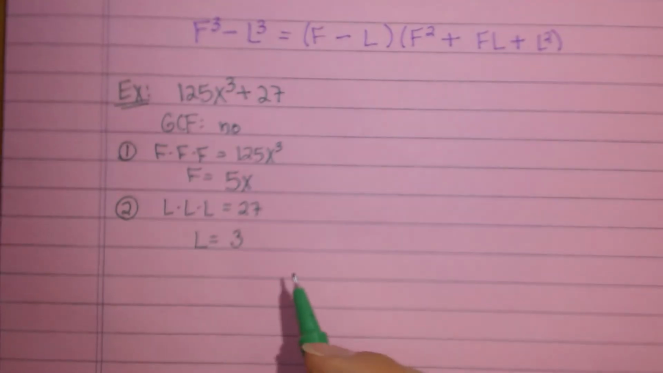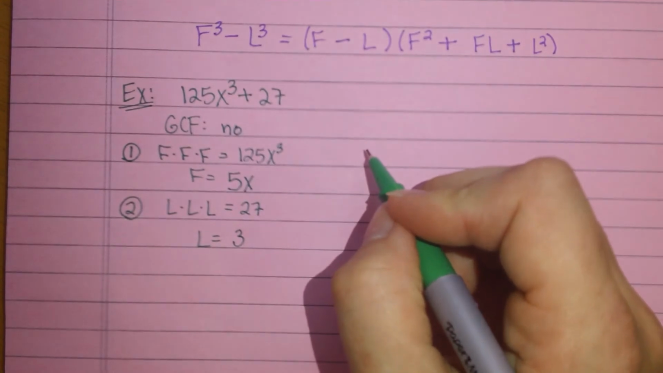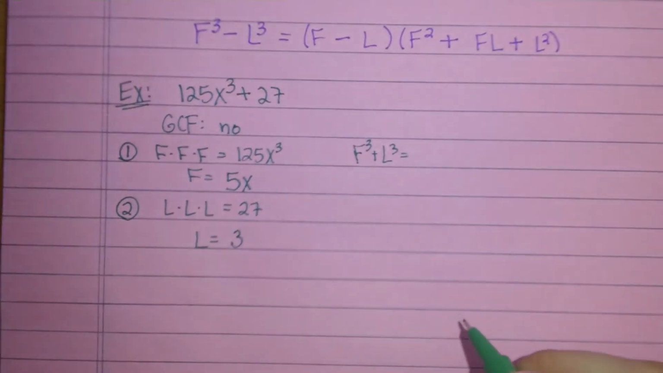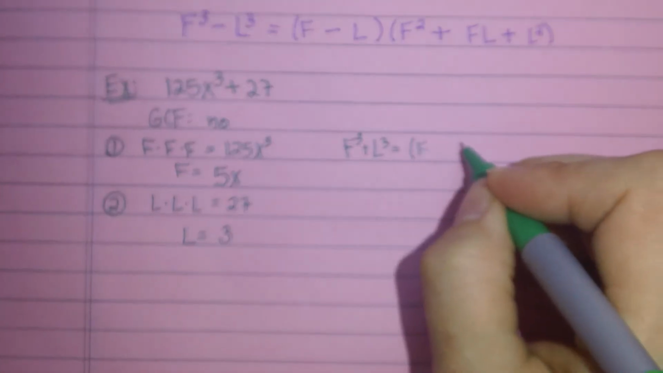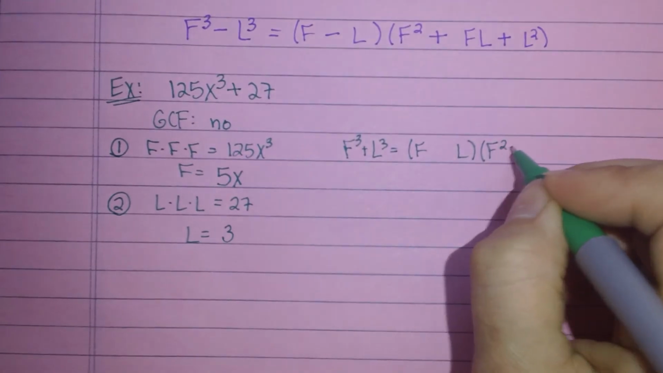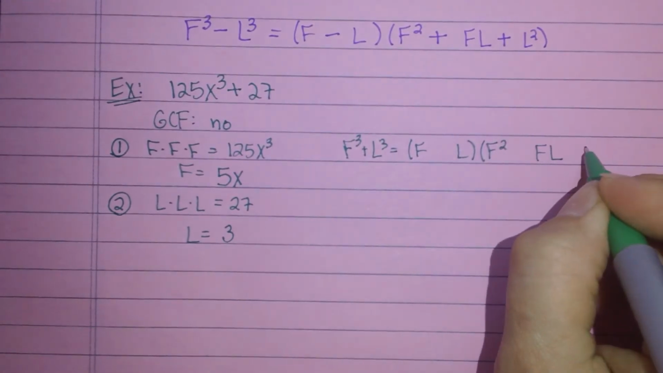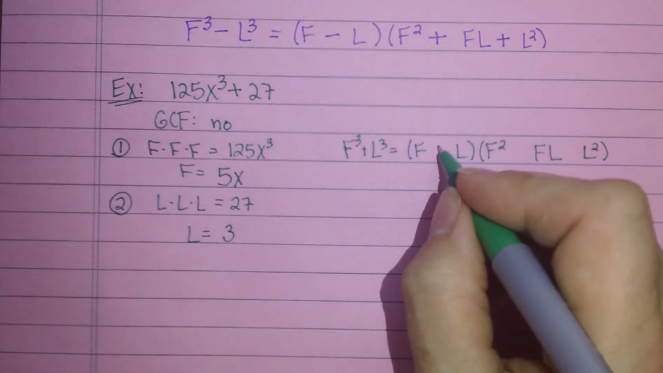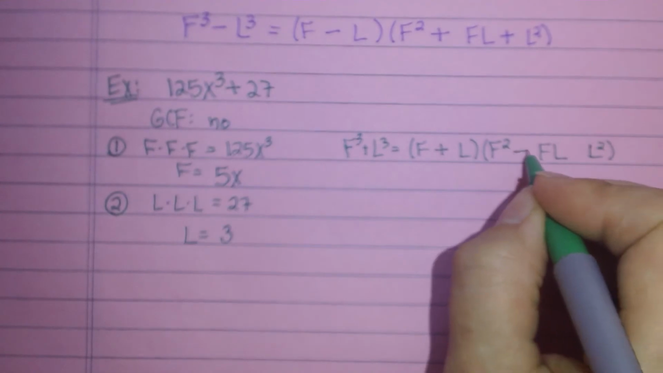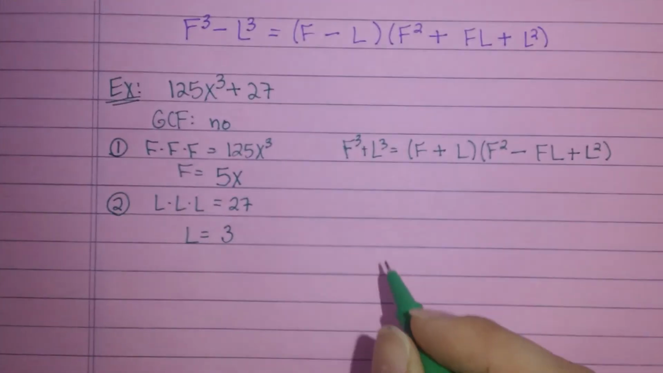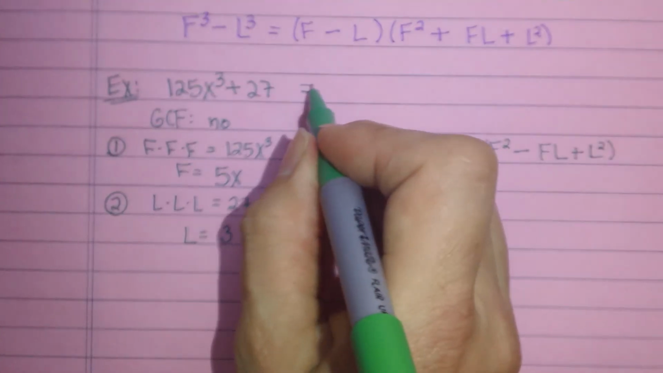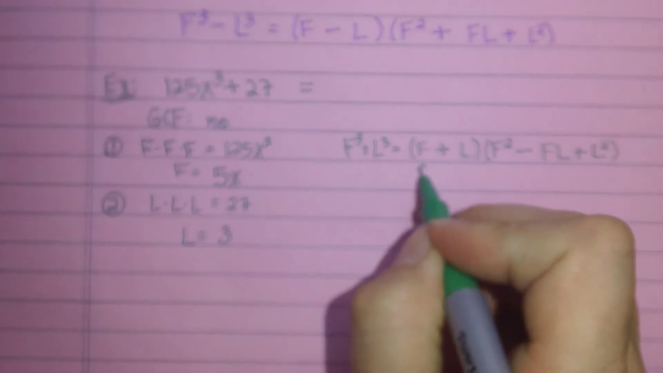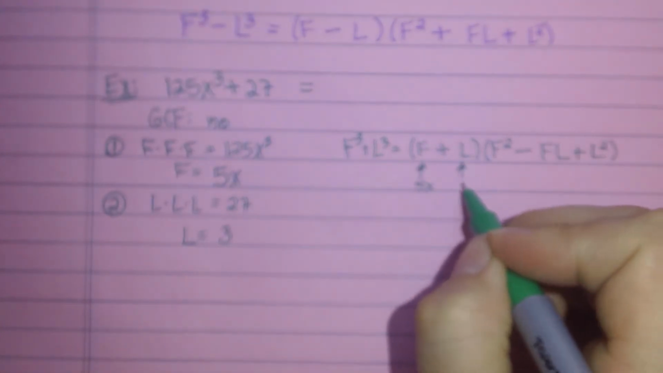Now I've got to fill in my pattern. The pattern for sum of cubes is F cubed plus L cubed equals F and then L. Then we have F squared, FL in the middle, and L squared here. And then we fill in these gaps with SOAP. So same as the sign, positive, opposite sign, negative, always positive. So we're going to fill this in using F and L. F is 5x, L is 3.